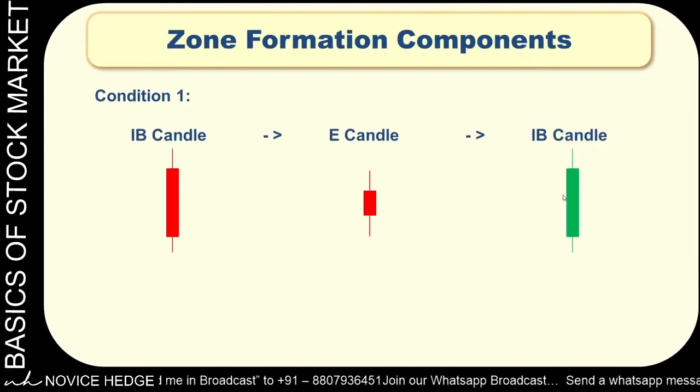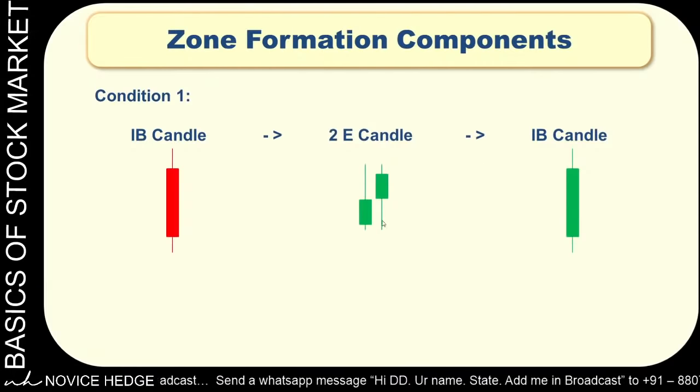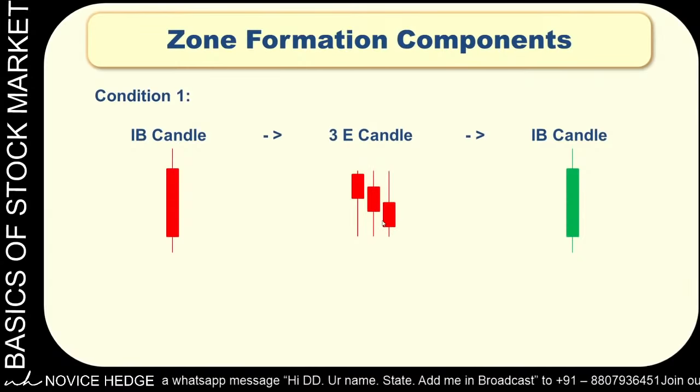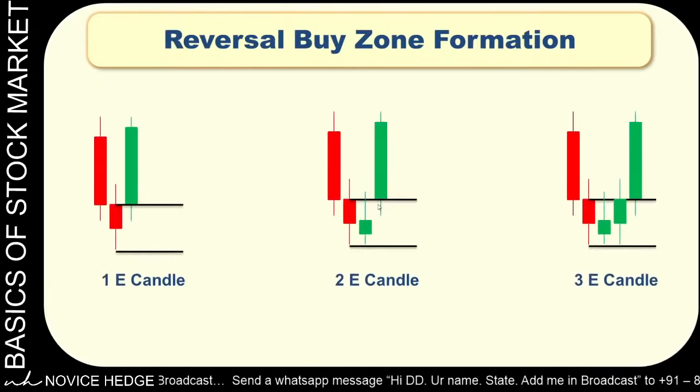The condition one clearly indicates that there should be one IB candle at the first and one IB candle at the last. In the middle you can have one E candle, two E candles, or three E candles, not more than that. We don't take four, five, or six E candles. Until three is fine. Beyond three E candles, it is not going to be a right zone.